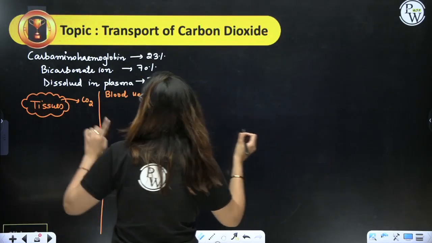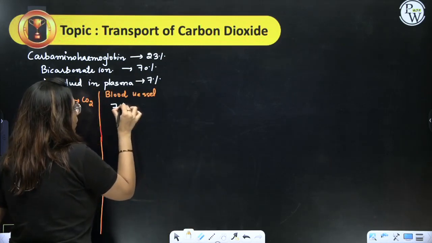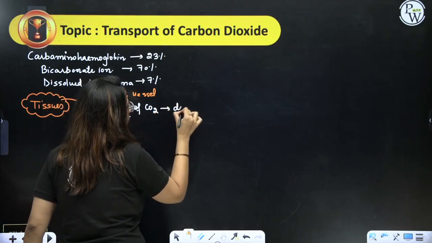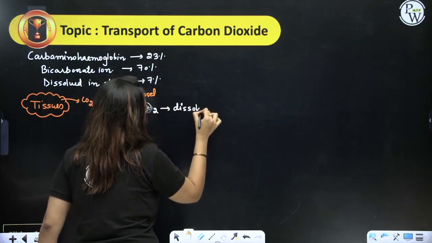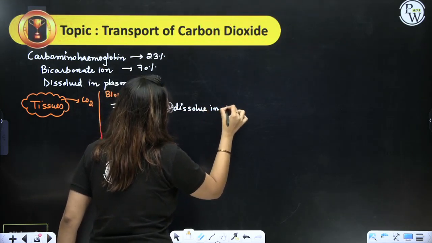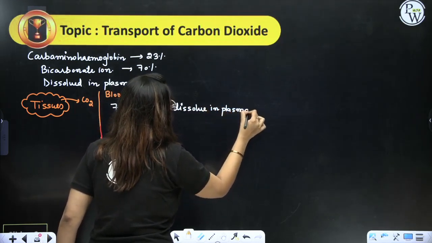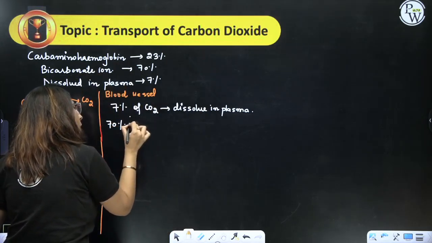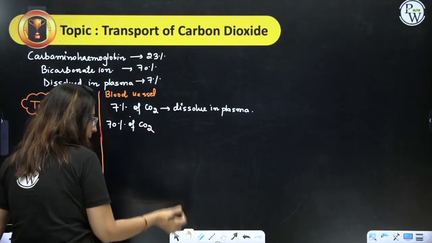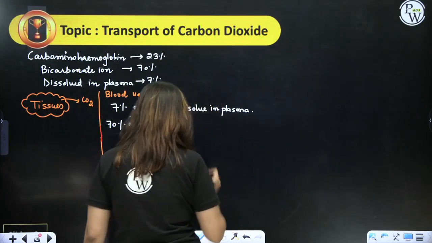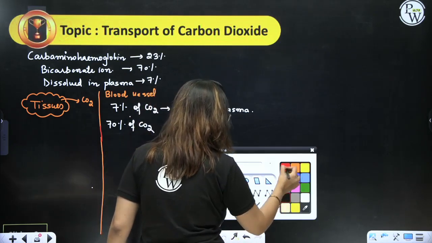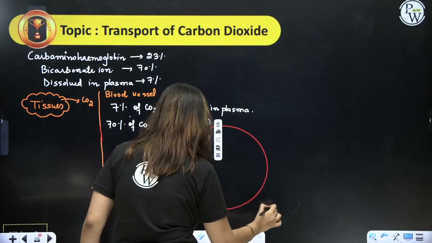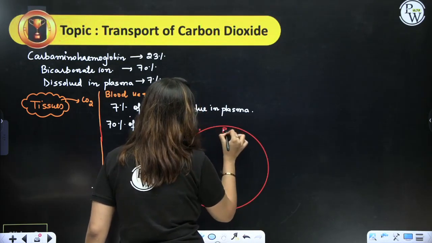Let's just talk about the 7%. 7% of carbon dioxide, what will it do? It will dissolve itself in plasma. Whereas the 70% of carbon dioxide will reach a structure. And you know what's the name of that structure? The name of that structure is the RBC. So it will reach up to the RBC.